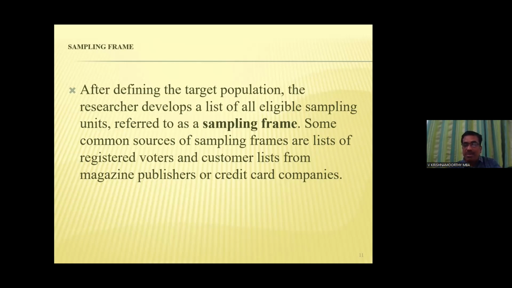Sometimes a scholar may ask the question, sir, I would like to use random sampling, or I would like to use non-random sampling. Under what circumstances should I use random sampling? Under what circumstances should I use non-random sampling? Normally, researchers might ask this kind of question. If you are able to get a sampling frame, you can use the random sampling technique.